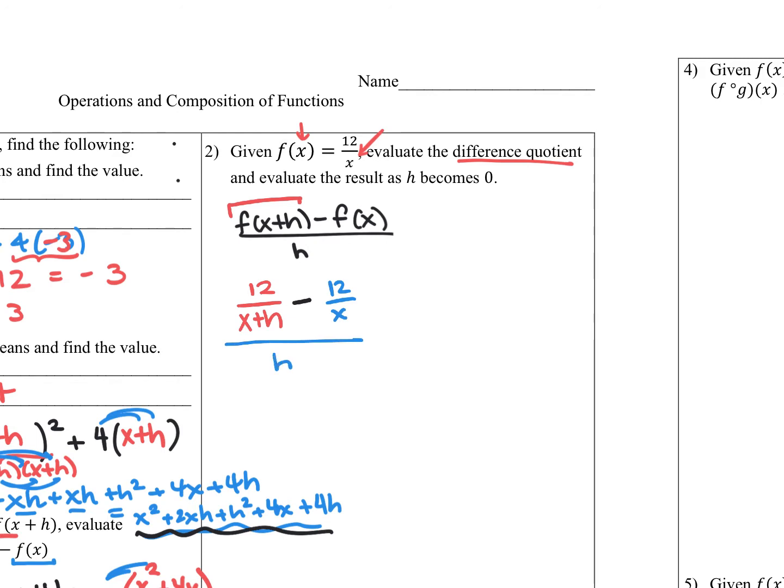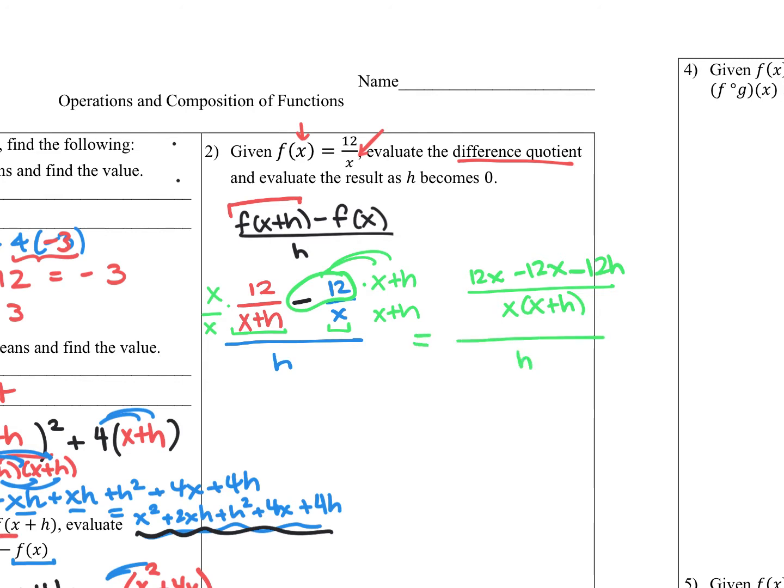If we want to simplify that, we can create a common denominator for the numerator. So we have x plus h and x, and multiply over here by x plus h, and on the other side by x over x. So it looks like the numerator will be 12x, and then I'm going to take the -12 times those two pieces. That's -12x minus 12h. And that's all over that common denominator of x times x plus h. And that's still all over h.